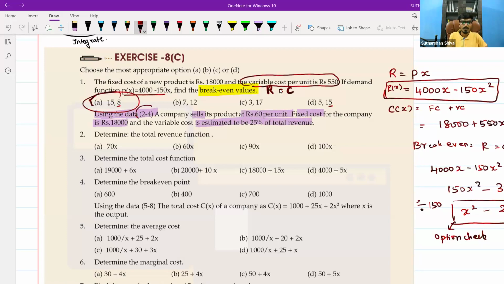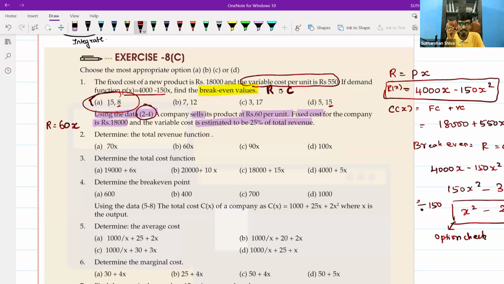That is nothing but 2 to 4 questions. It's not 2 is to 4, it is 2 to 4. Question number 2, question number 3, question number 4. With this given data, you will figure the answer. A company sells its product at 60 per unit. That is the revenue generated is nothing but how much? 60 per unit, that is X.